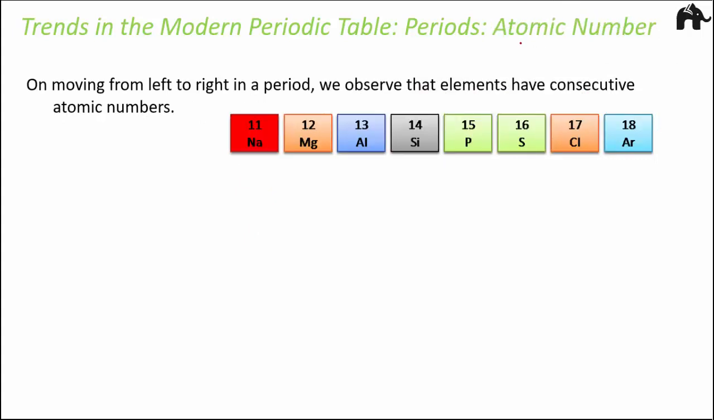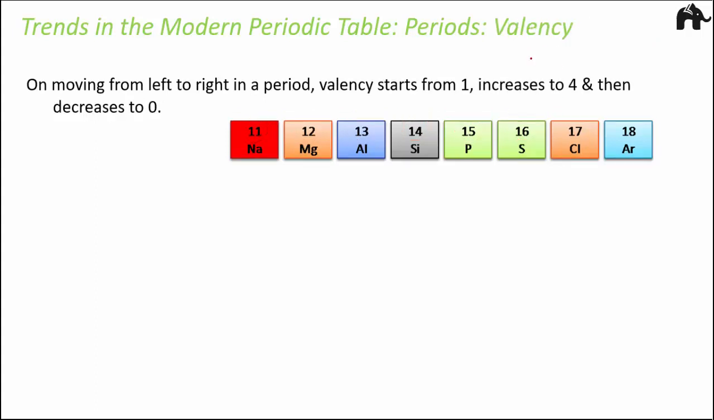Atomic number. On moving from left to right, we observe that elements have consecutive atomic numbers. If you look at this, sodium, magnesium, aluminium, silicon, phosphorus, sulfur, they are consecutive numbers. So in any period, the atomic numbers are consecutive. Valency. On moving from left to right, valency starts from 1, increases to 4, and then decreases to 0. Now that is interesting. Let us take a look.